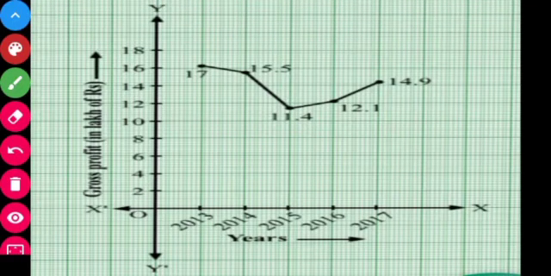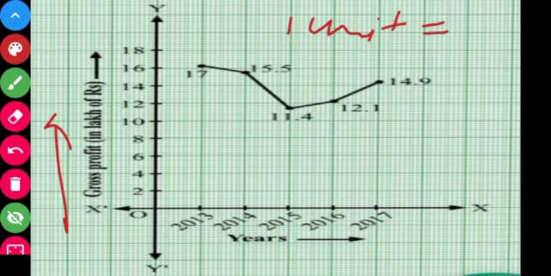Okay. So now on the y-axis it is profit. Take 1 unit equal to 2 lakh rupees. So 2 lakh, 4 lakhs, 6, 8, then 10, 12, 14, 16, and 18.